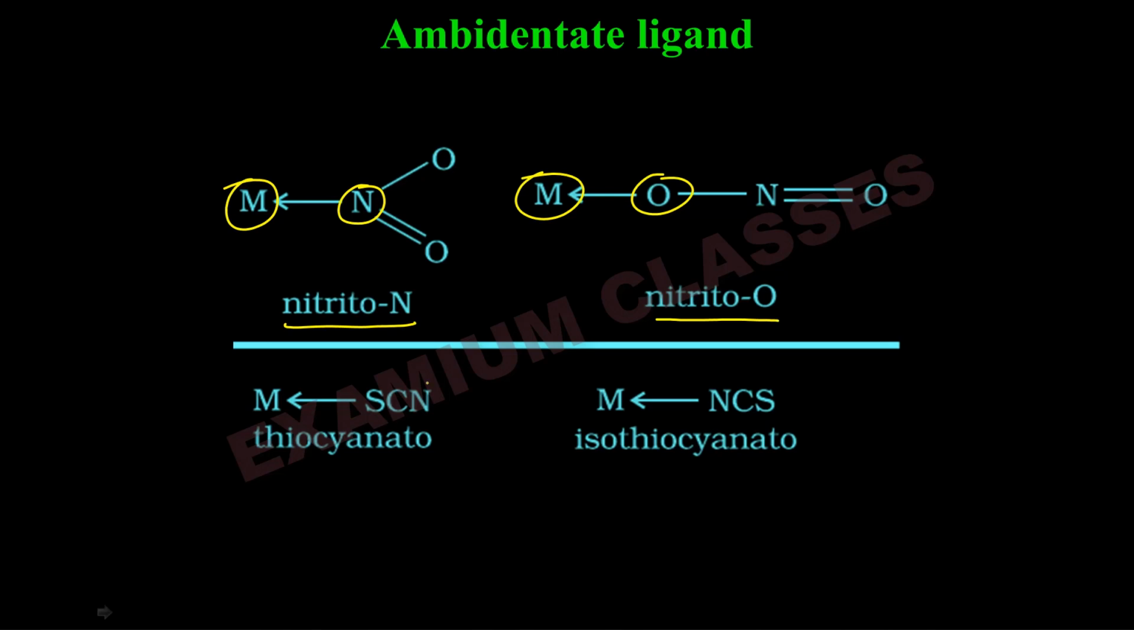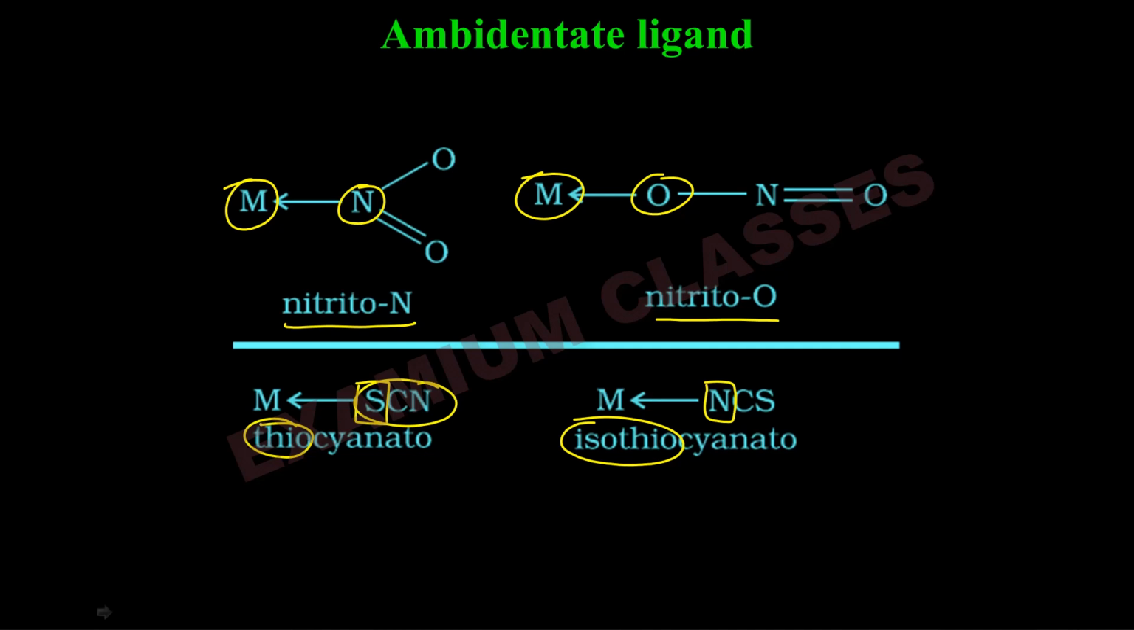Similarly, thiocyanato, sulfur is connected to the central metal atom. And if I say nitrogen is connected, it is isothiocyanato. And you can remember it easily because CN is cyanide and NC is isocyanide. From there you can say it is isothiocyanato because nitrogen, NCS, is there. Sulfur in this naming is known as thio. Okay. So sulfur is thio.